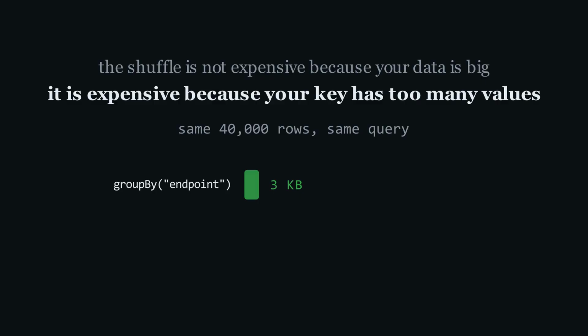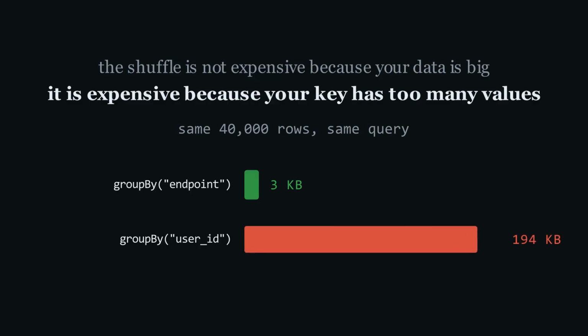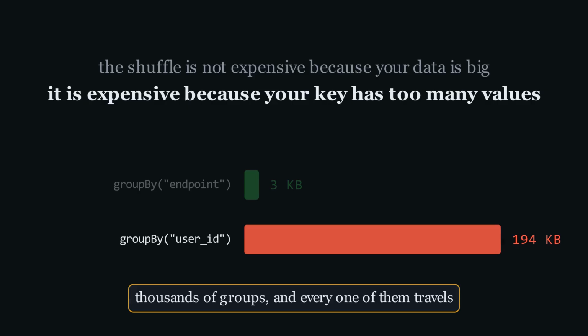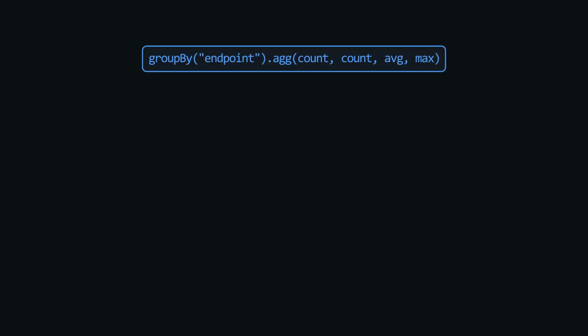Same 40,000 rows, same query shape. Group by user ID instead of endpoint, and the shuffle jumps to 194 kilobytes. 65 times more bytes, because you just asked for thousands of groups instead of 8, and every one of them has to travel. So what does one GroupBy give you?